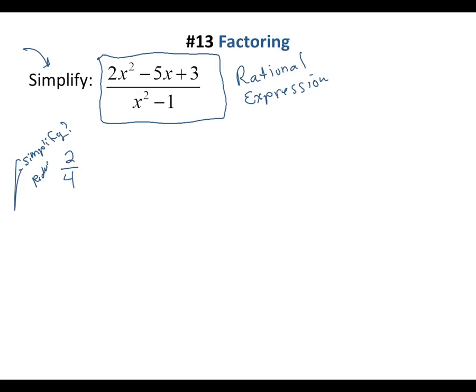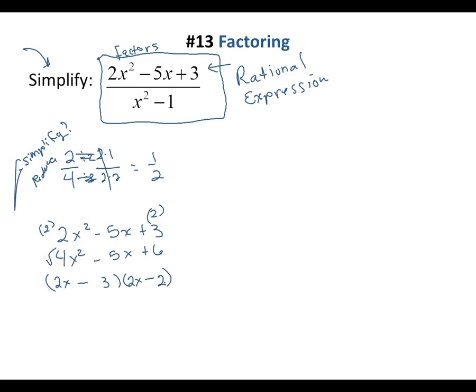So we're going to talk about them separately. How are we going to factor the top? I guess 2x times what's first is possible. Signs are negative. We're in the middle, add 5. 3 and 2.